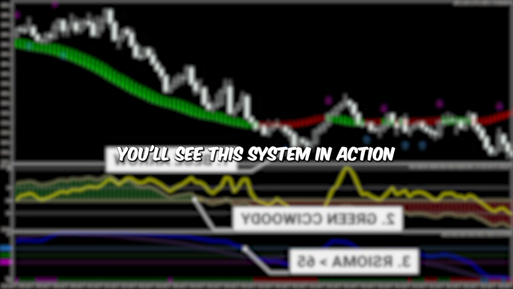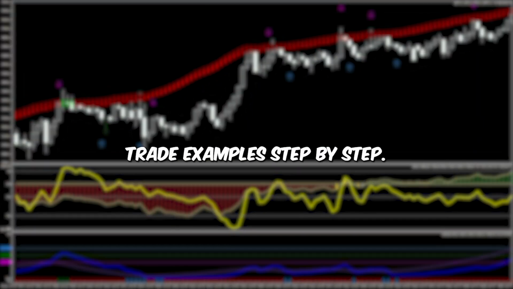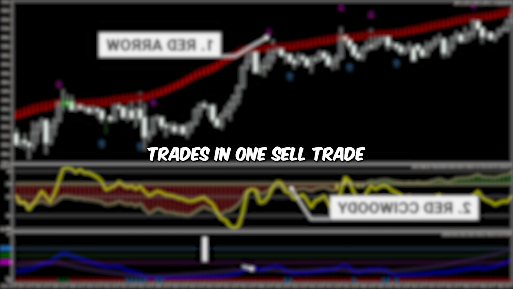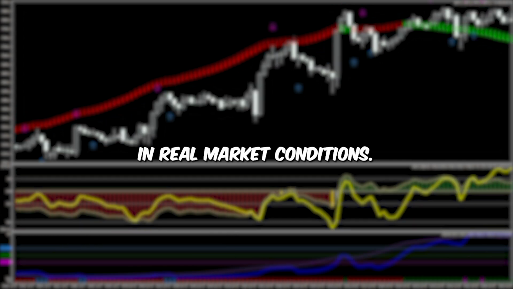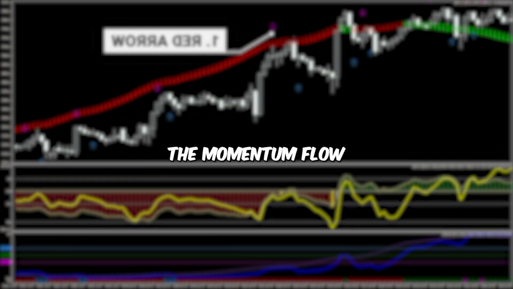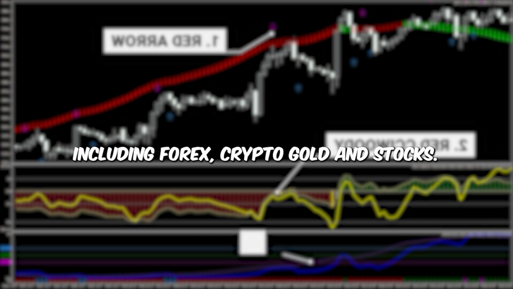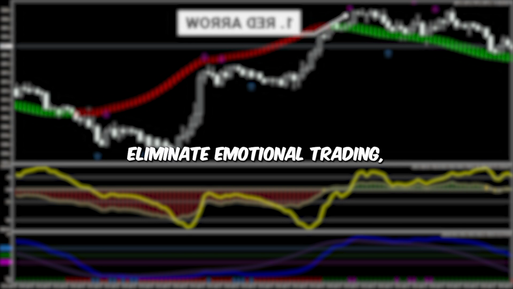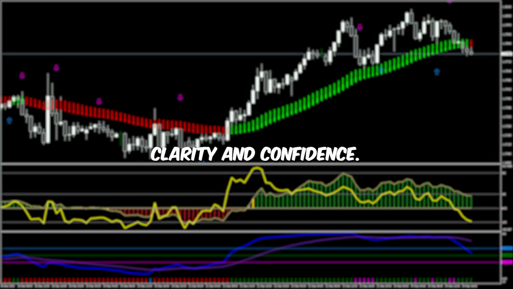You'll see this system in action on the MT4 chart, where I'll walk you through real high-quality trade examples step by step. We'll break down 2 buy trades and 1 sell trade so you can clearly understand how the strategy performs in real market conditions. The Momentum Flow Scalping System is versatile and can be used across multiple markets, including Forex, crypto, gold, and stocks. This system is designed to help you stop guessing, eliminate emotional trading, and start trading with structure, clarity, and confidence.